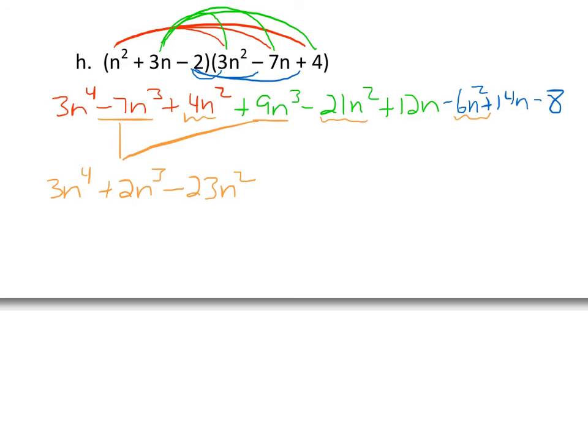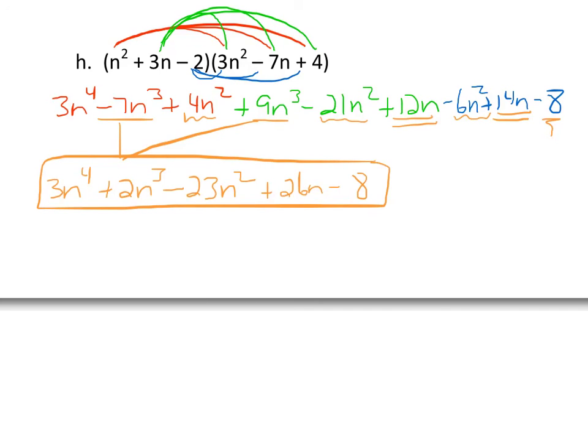Next we have an n term right there, and an n term right there. Positive 12, positive 14 gives us a positive 26n, and then we have our constant. Lots of terms. Careful about how you multiply, careful about how you add like terms. Take your time, use lots of paper if you need it, but be as accurate as you can. This ends lesson 4.4, video 3.